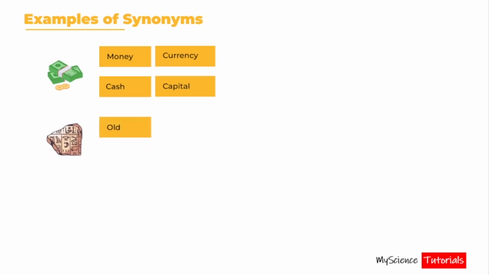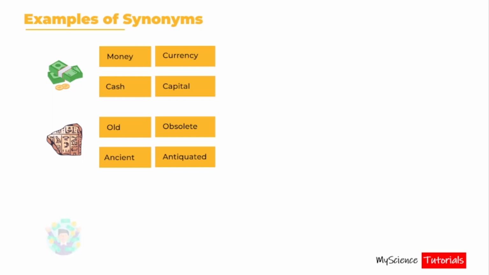Now, if something is old and you want to describe it, something that is old, you can say it is ancient. An ancient artifact. It means an old artifact. Or obsolete. Or antiquated. It also means old, something that is old or something that has aged. Maybe centuries ago. The thing is old, ancient, antiquated, or obsolete.